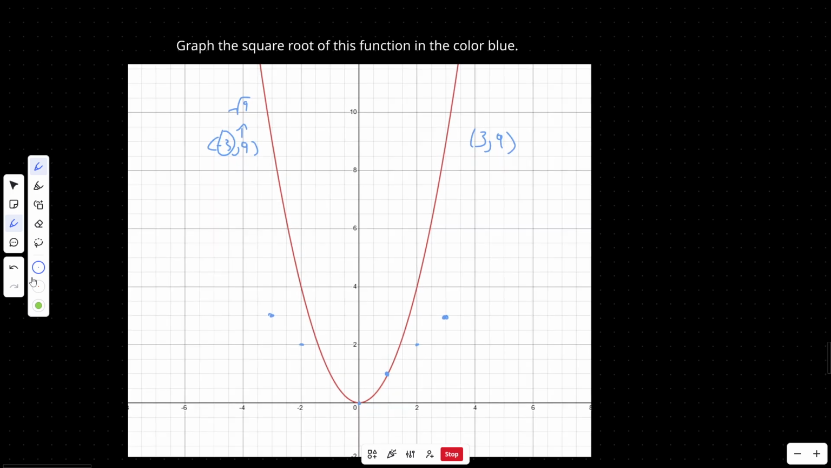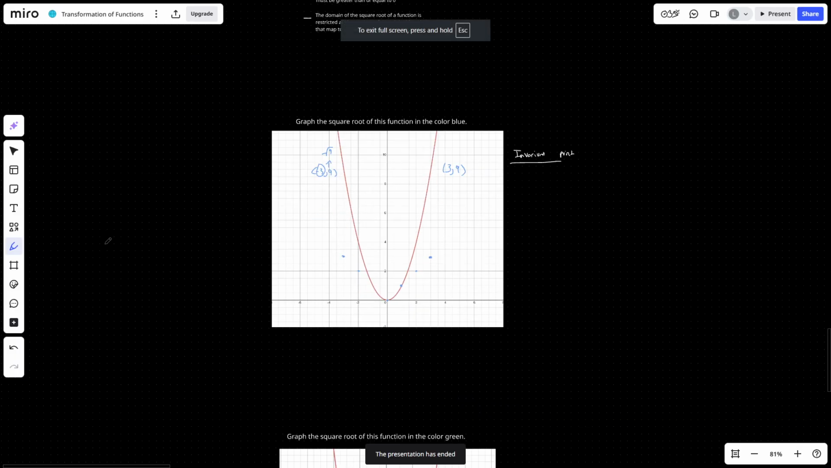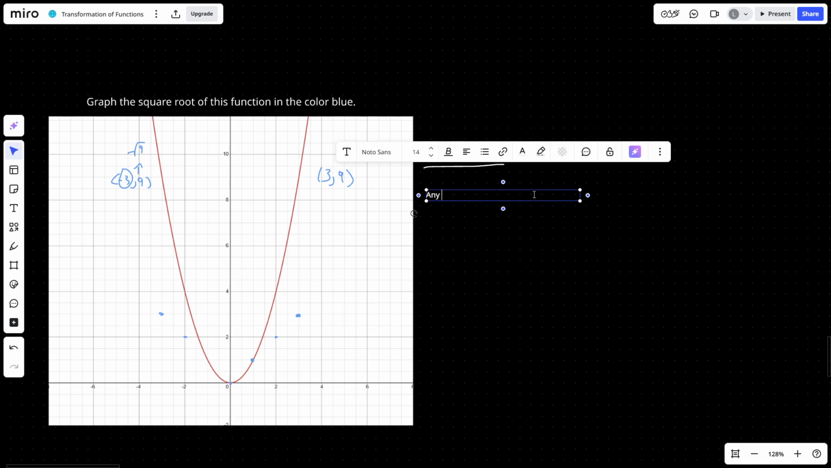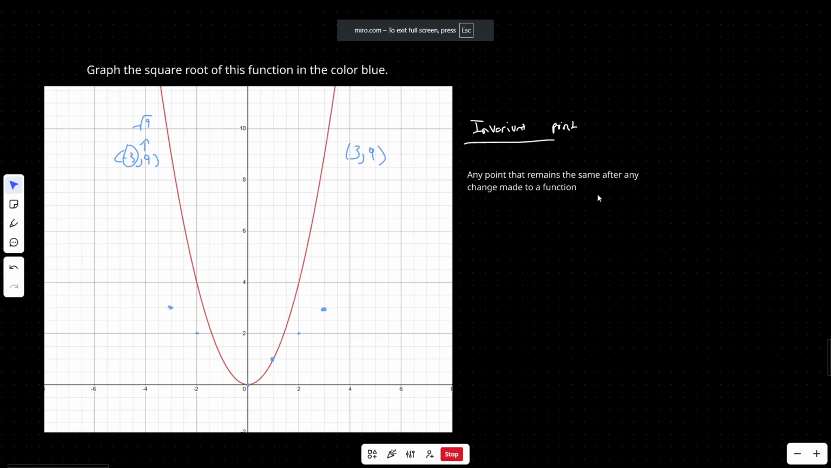So I can actually write that here. That's a cool definition to know. Let me do this in the text because that's probably better. So let's go here, text, invariant points: any point that remains the same after any change made to a function. There we go. So that's an invariant point.